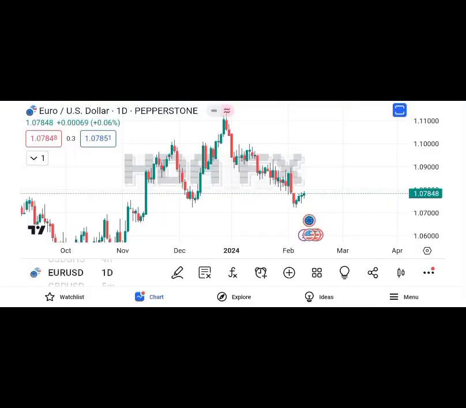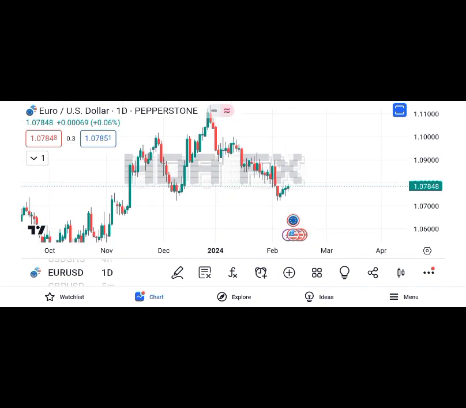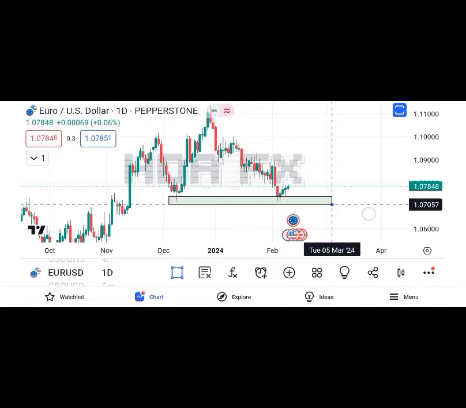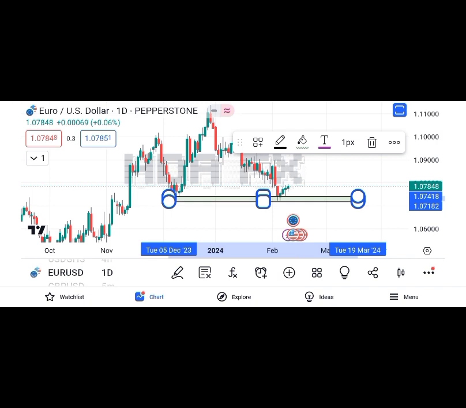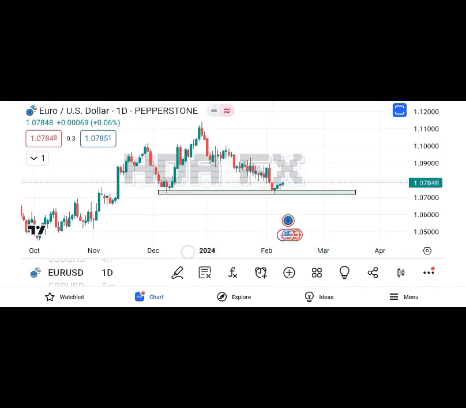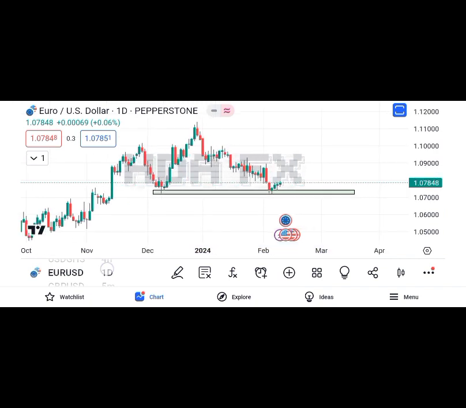So guys, starting with EURUSD on the daily time frame. On the daily time frame, we have this key zone here, this support here. Now we have this strong zone here on the daily time frame, which we have to take note of. So now let's move down to the 4-hour time frame and see what is there also.